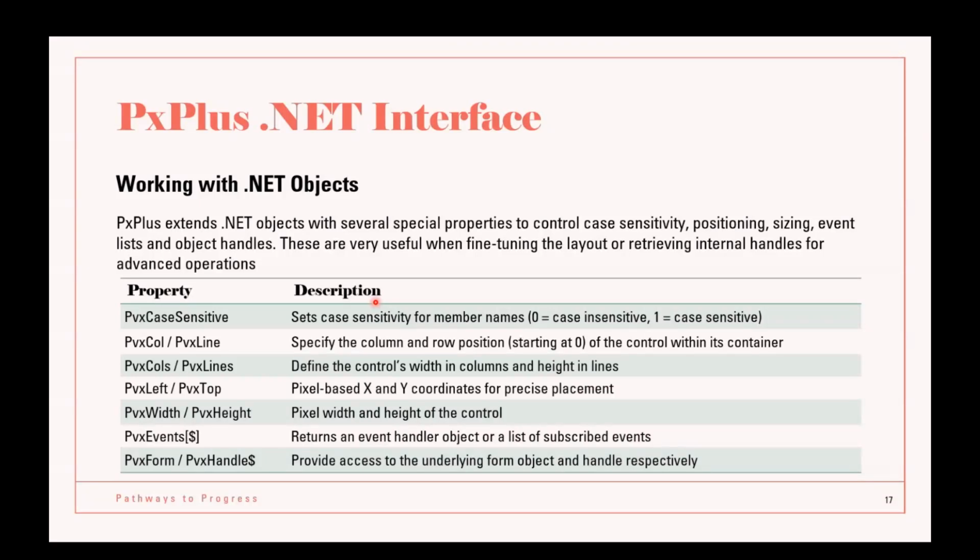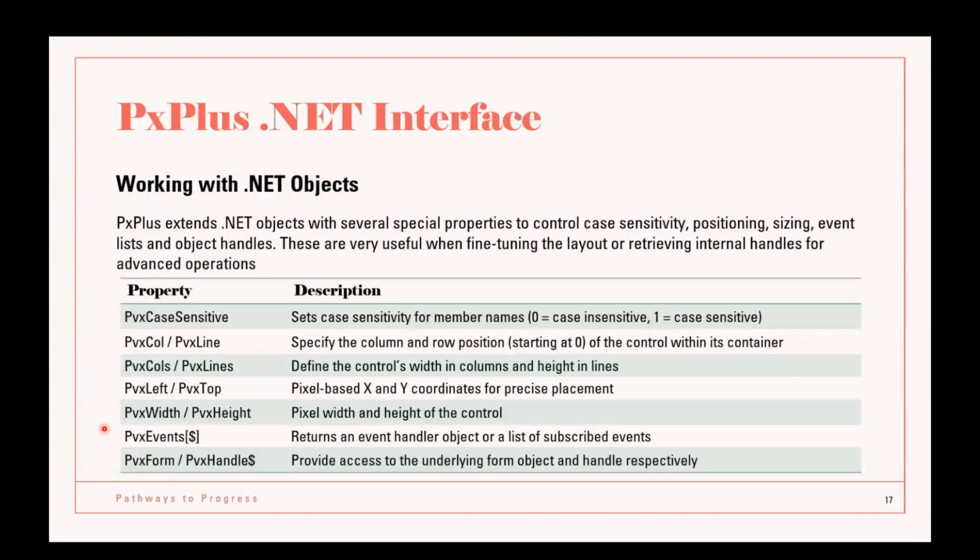Now, we have added a bunch of extended properties to every .NET object that's loaded into PxPlus. You'll be familiar with this if you've used COM or Start Browser. The first one we've already talked about, PBX case sensitive. This allows you to tell PxPlus whether you want those properties and methods to be case sensitive or not. It defaults to case insensitive. The next set here, PBX call line, calls, lines, left, top, width, height, all allow you to control the position and size of the .NET control on your PxPlus screen.